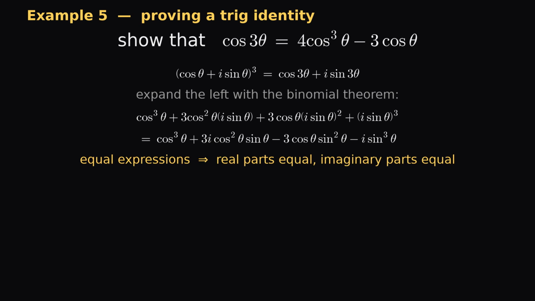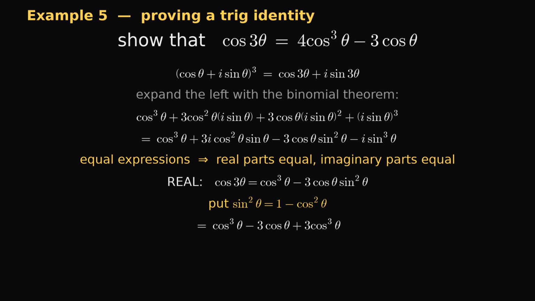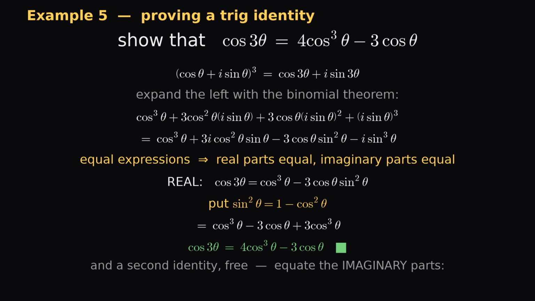Now the key move. Those two expressions are equal, so their real parts are equal, and their imaginary parts are equal. Equate the real parts. Cos 3 theta equals cos cubed theta minus 3 cos theta sine squared theta. Nearly there. Replace sine squared theta with 1 minus cos squared theta. That gives cos cubed theta minus 3 cos theta plus 3 cos cubed theta. Collect. 4 cos cubed theta minus 3 cos theta. Done. And you got a second identity for free.